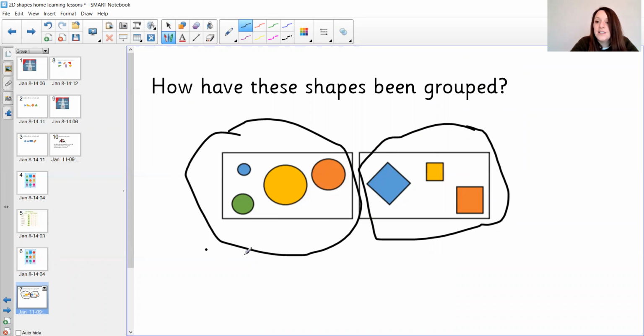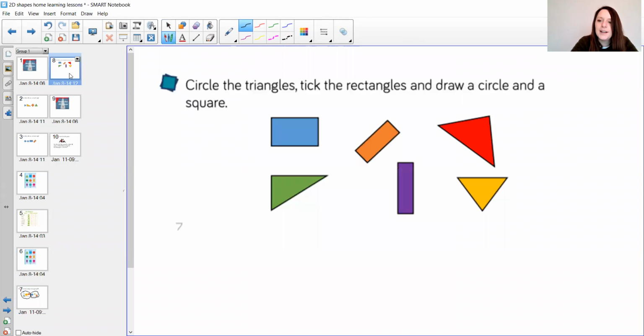You might have said this is the group for all the shapes that have one side, because all of these have one side. And this is the group that have more than one side. So we can talk in lots of different language about shapes and how they've been sorted. It's about really talking and describing, looking at different ways we can talk about shape. Okay, my next question you're going to have to do in the air, because you can't really draw on the screen.